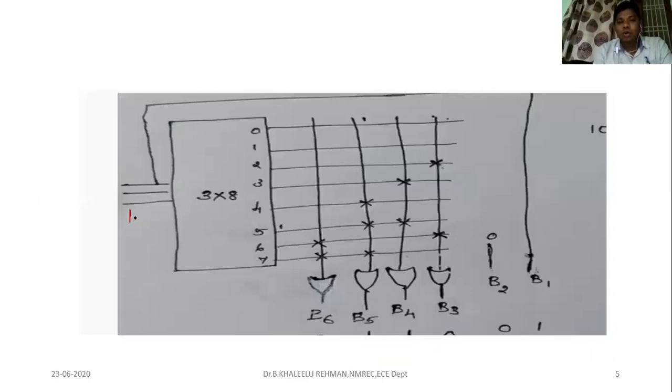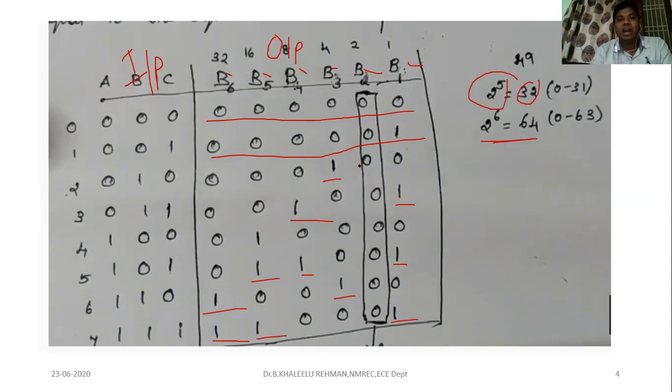So A, B, C are the inputs. These are all the inputs, and the outputs are 8 outputs, 0 to 7. These are all the outputs. Okay. B1, B2, B3, B4, B5, B6. For example, if I talk about B3, these are all the outputs. If I talk about B3, what are the minterms we are having for the B3?